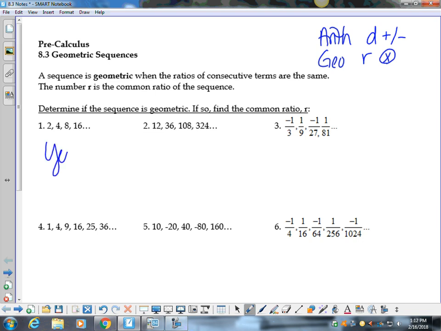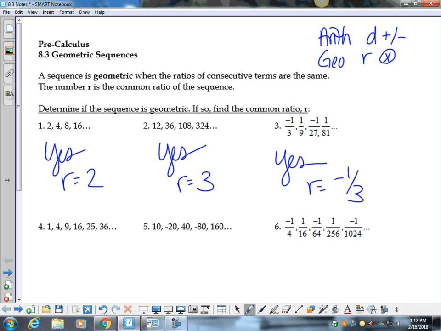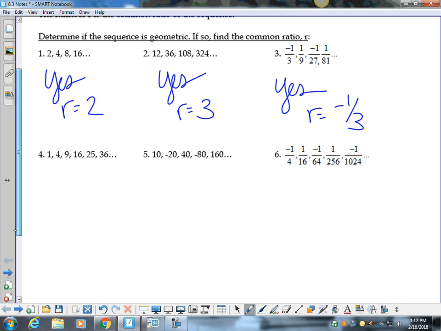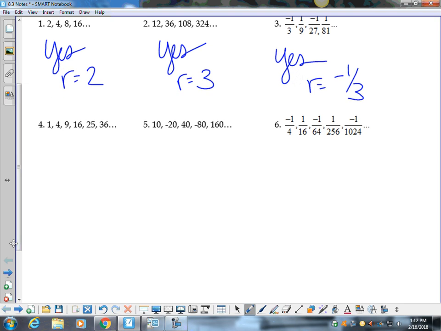So number 1 is a yes, and my common ratio is a 2. Number 2 is a yes, common ratio is a 3. Number 3 is a yes. Bottom numbers are being multiplied by 3, and my signs are alternating. So I'm multiplying by negative 1/3. Number 4, these are all squares, but I'm not multiplying to get from term to term. So no, this is not a geometric sequence.